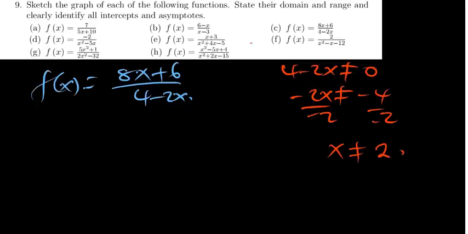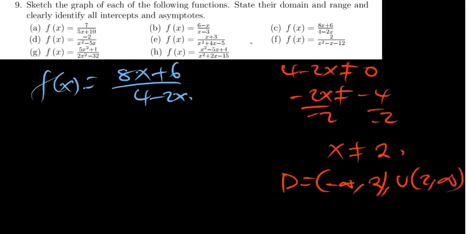So my domain is going to be from negative infinity to 2 not included, 2 not included, to positive infinity. At the same time, this is my vertical asymptote. My vertical asymptote is going to be at 2, because I have to get this denominator, set it equal to 0, solve for x. That is my vertical asymptote.